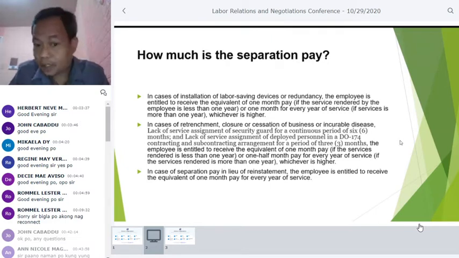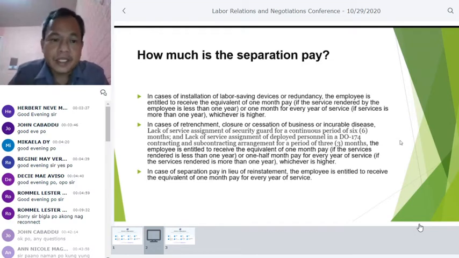Going back to our previous example, if his salary is 10,000 per month, and he worked there for 10 years, and then he was laid off because the employer bought a machine, then his 10,000 is multiplied by 10. Okay? So around 100,000, if my calculation is correct. 100,000 is what he can get as separation pay. So those are the two: installation of labor-saving devices and redundancy.